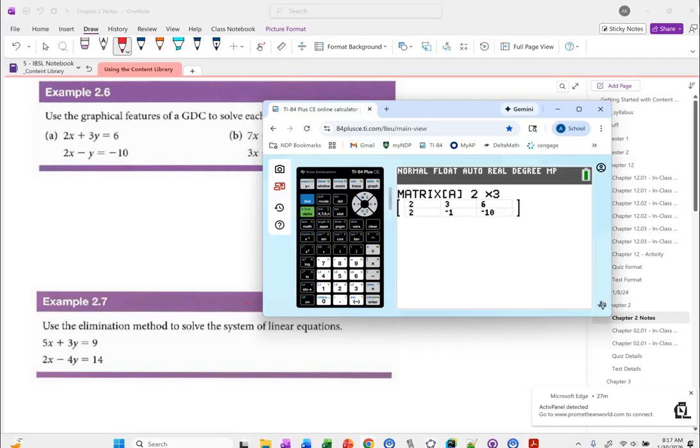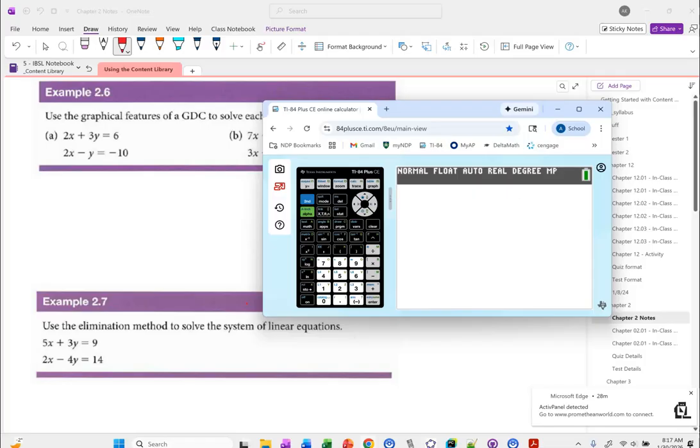Remember, it's always rows first, columns second, when describing the dimension of your matrix. And then I just typed in the coefficients from my system as the entries to my matrix. So just reading across 2, 3, 6, because I had 2x, 3y equals 6, and then similarly 2, -1, -10. Any questions as to how I translated this into the calculator?